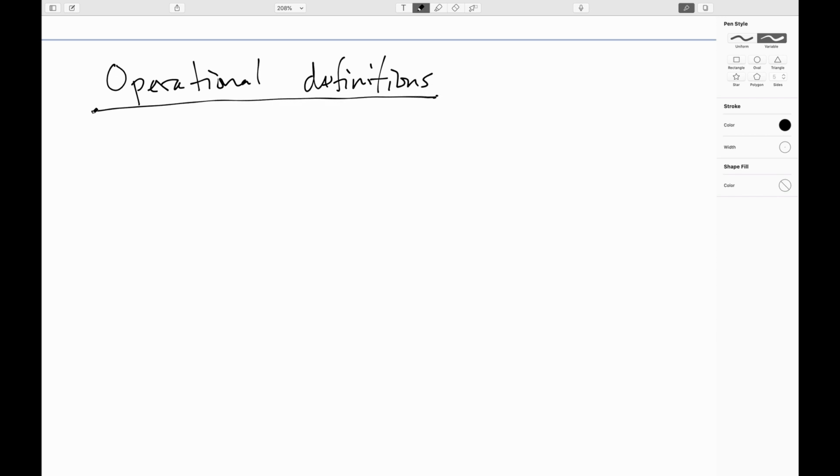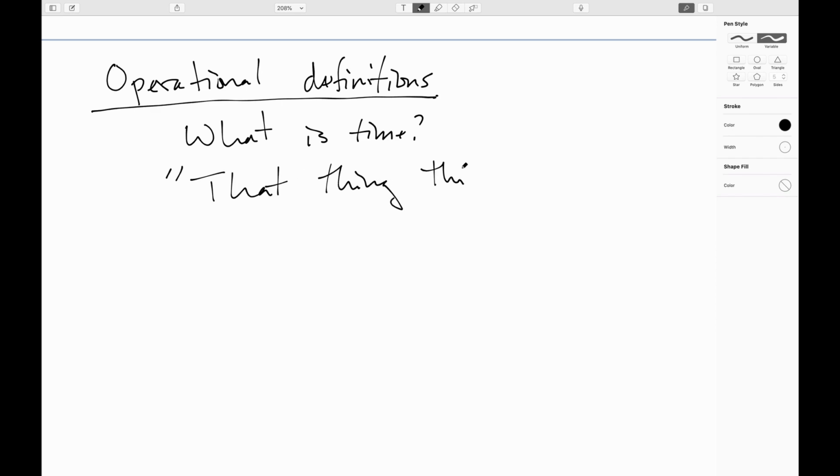So, for instance, for our definition of time, if we ask what is time, the response that a physicist should give you is that thing that a clock measures. Now that may seem incredibly cheesy and somewhat disappointing, but really we don't have any better clue.